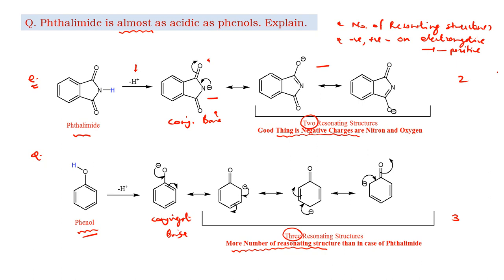At this moment, another part also needs to be taken into account. In the case of thalamide, even though it is associated with two resonating structures, the negative charge resides on either nitrogen or oxygen. So we can call this a compensating effect. Even though it has two resonating structures, it is comparable with the three structures formed in the case of the conjugate base of phenol.